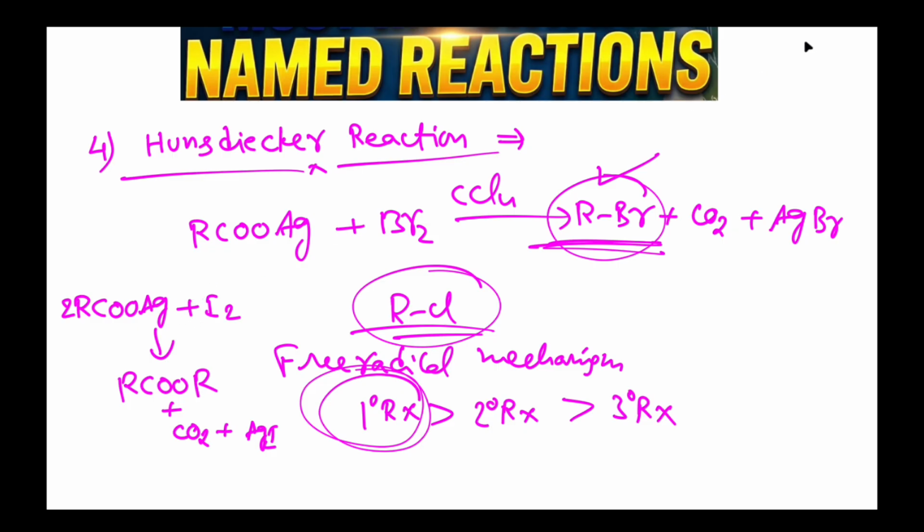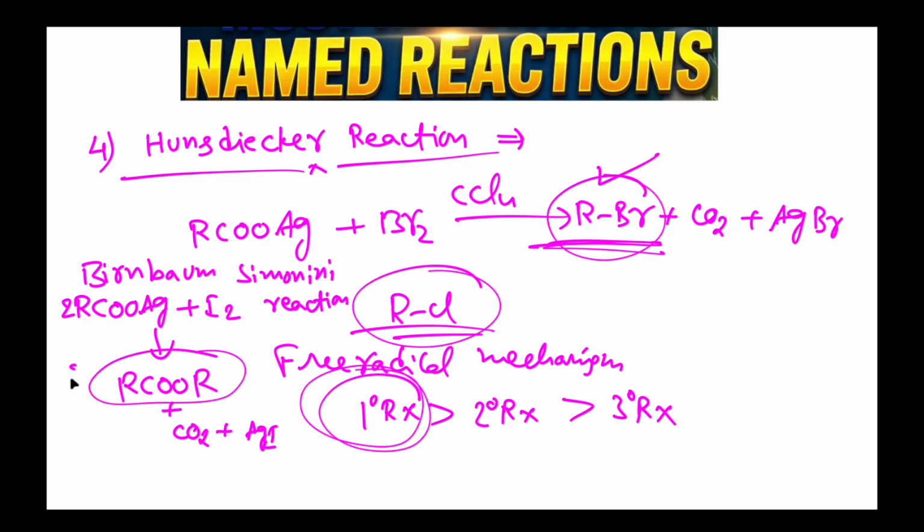So this reaction is known as the Birnbaum-Simonini reaction. In this reaction, silver salts of carboxylic acids react with iodine, and we get an ester as the product.